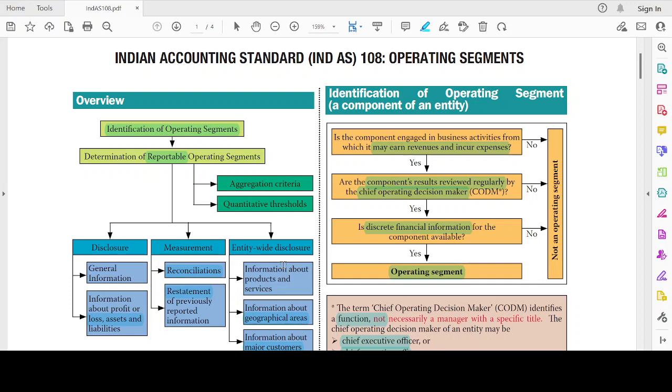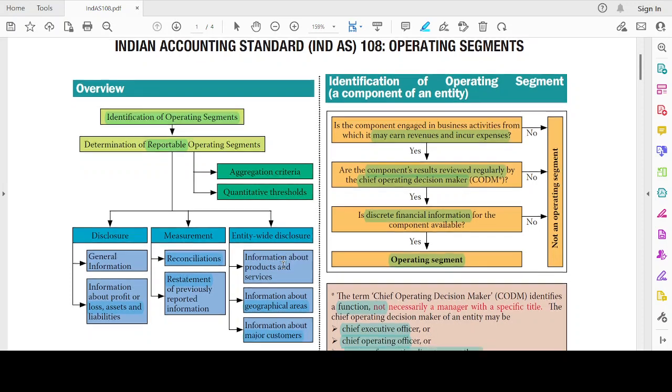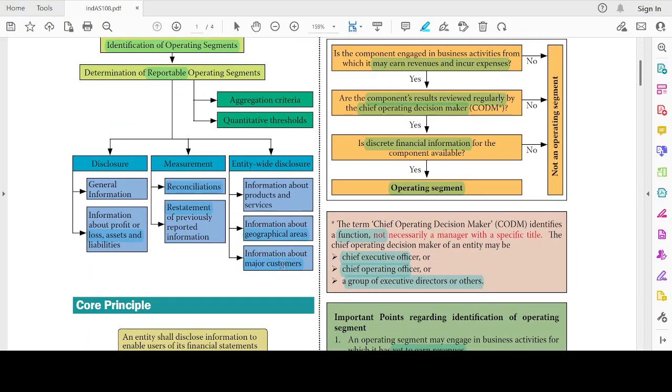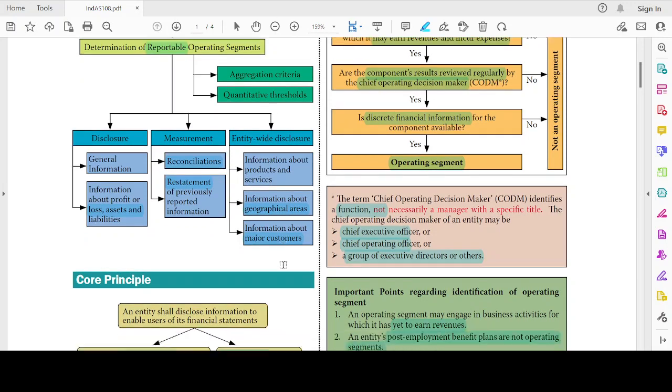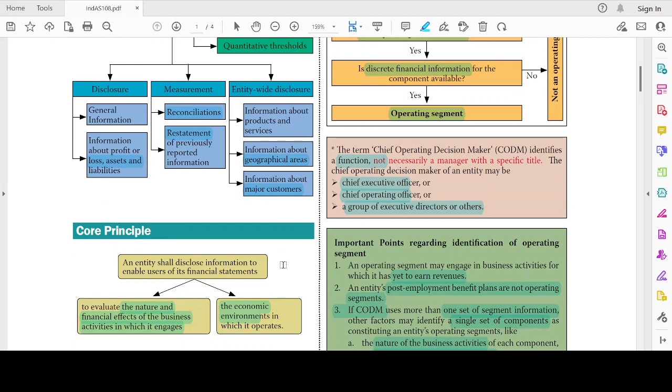We are going to disclose certain information with respect to general information and information about the profit or loss and assets and liabilities, and also the reconciliation items and restatement of previously reported items. We are also going to give entity-wide disclosures with respect to information about products and services, geographical areas, and information about major customers. Okay, let's go and understand the crux of the standard.